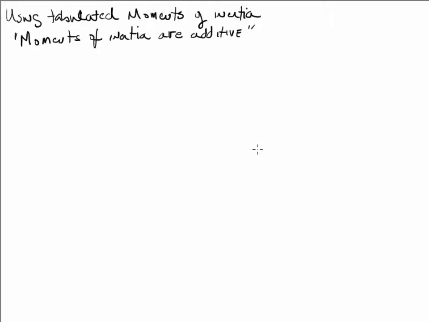Okay, we're going to be looking at using tabulated moments of inertia. We're going to use the tabulated ones to calculate an untabulated moment of inertia. And I want you to remember the fundamental idea. Moments of inertia are additive.